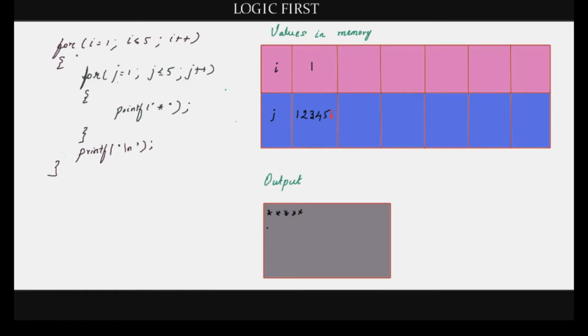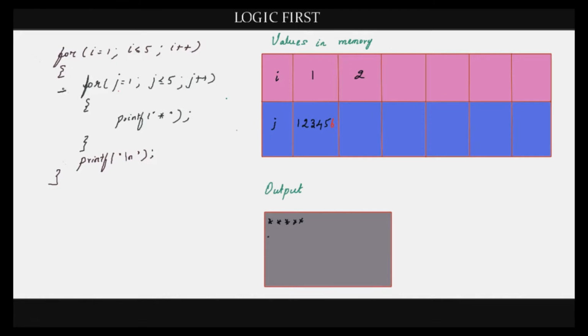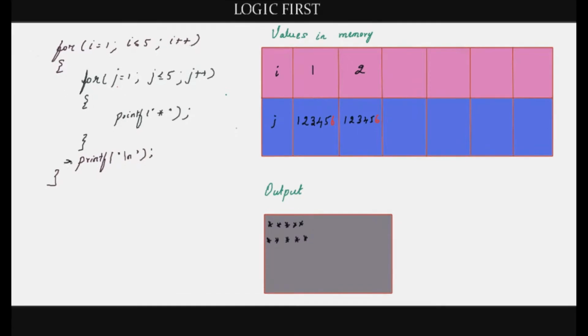Now the value of i is 1 and the execution comes here to increment the value of i, and i becomes 2. Now again the execution of the inner loop begins. The value of j again starts with 1 and changes to 2, 3, 4, 5 and 6, and 5 stars are printed on the output. Then again the cursor moves to the next line.